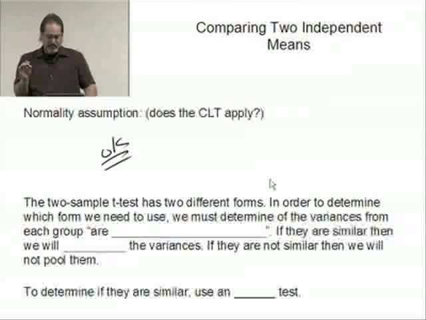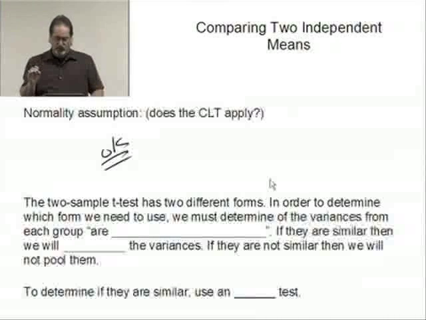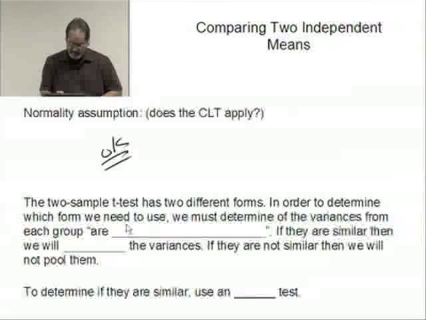Now, the two-sample t-test actually has two different forms. So in order to determine which form we're going to need to use, we need to determine whether the variances are actually similar or not.